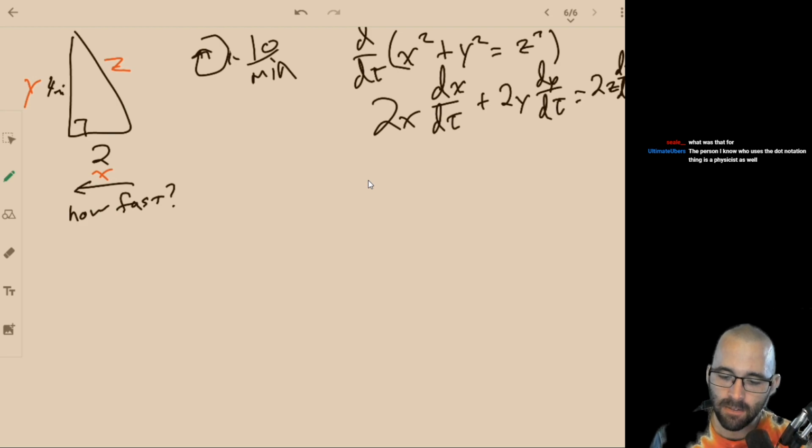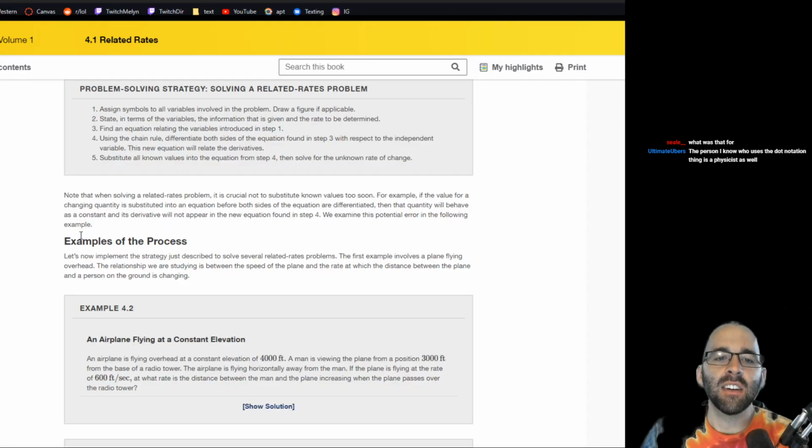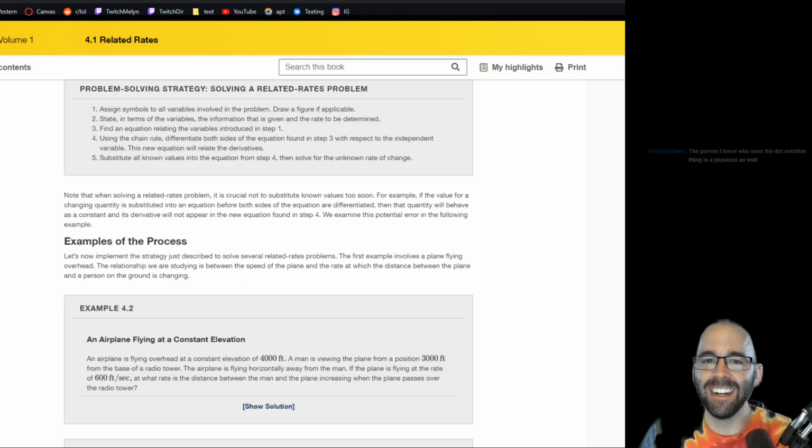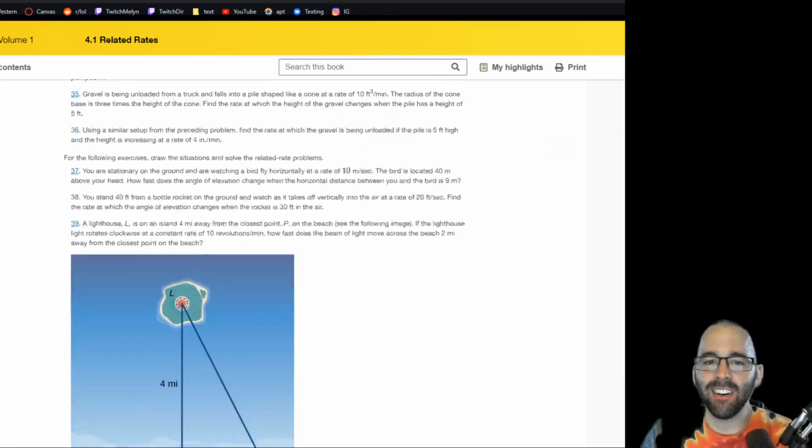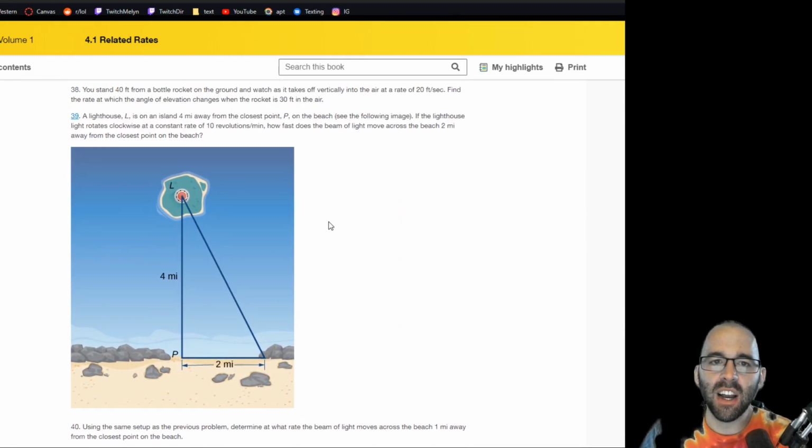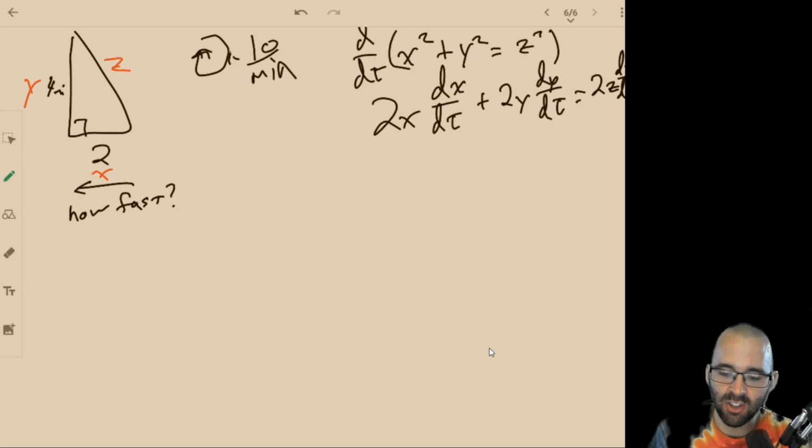All right. So this is going to look like a mess. Why do we even do this? Because we're asked about a rate of change. We are asked somewhere in number 39, how fast does the beam of light move across the beach? We know we need rates. We need to know how fast this x thing is changing. So we need dx/dt.